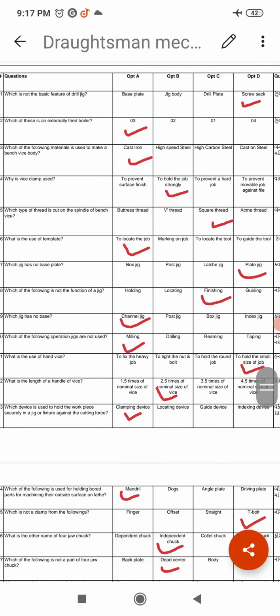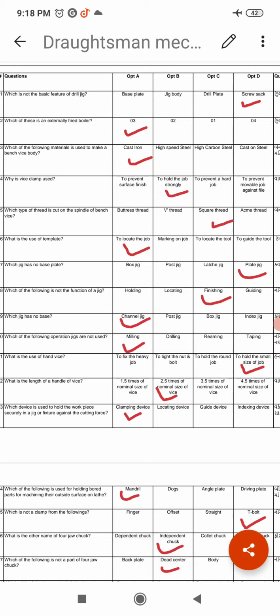Next, which is not one of the basic features of a drill jig? Screw jack, it's option D. Next, which of these is an externally fitted boiler? Option C. Next, which one of the following materials is used to make a bench vise body? It's cast iron, option A. It's the right answer.